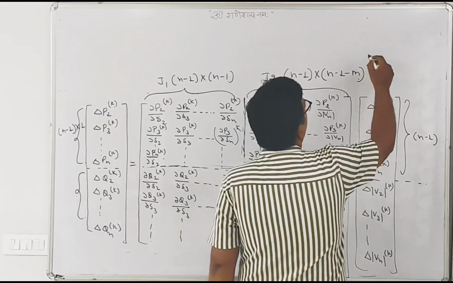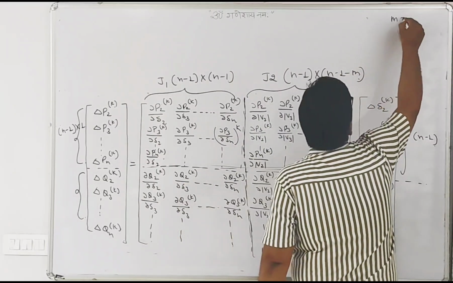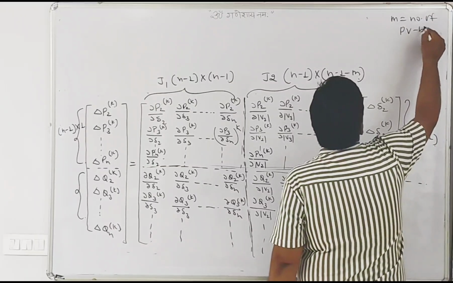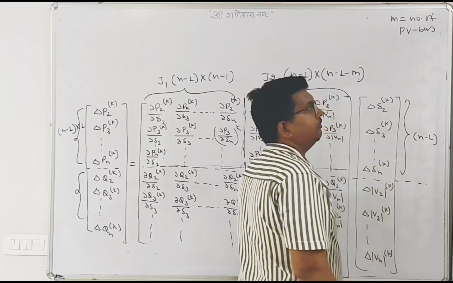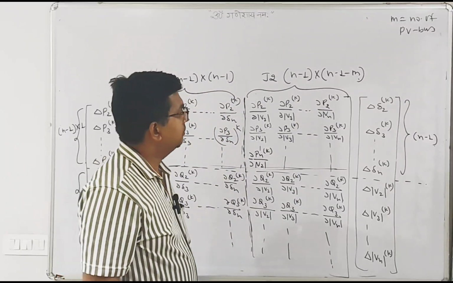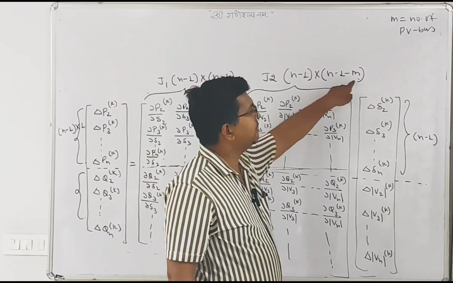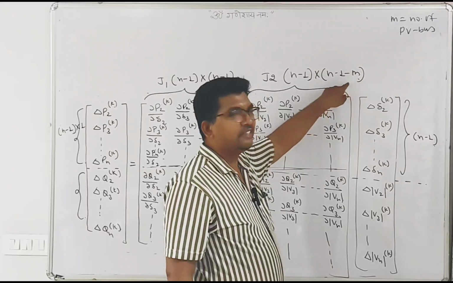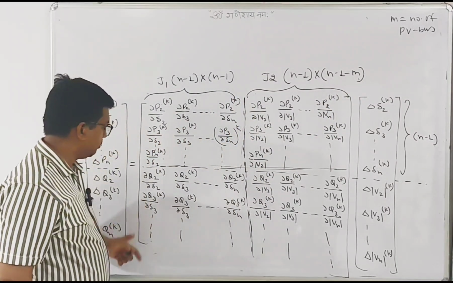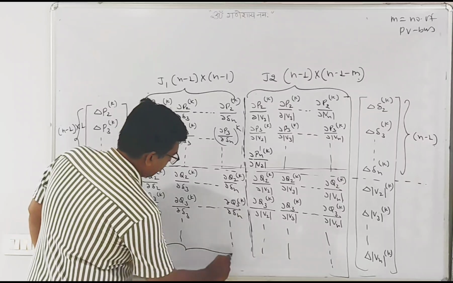Now what does this m indicate? That is a very important thing. Number of PV buses. Number of the PV buses. Okay. So now how is it minus 1? We will discuss later on. Now similarly, come to this, which is called J3.